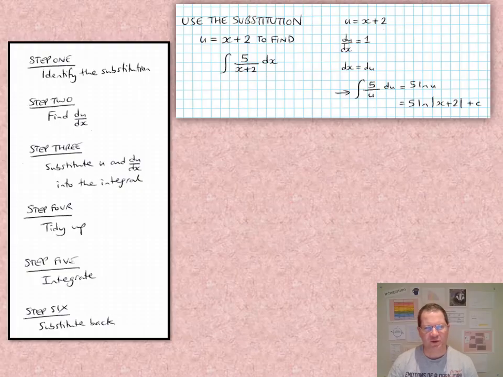Now we've been asked to use the substitution u equals x plus 2 to find the integral of 5 over x plus 2 dx. So we don't need to identify the substitution, that's been done for us. We need to find du by dx, so differentiating u equals x plus 2 with respect to x just gives us 1, from which dx is equal to du. So we can then substitute u and du by dx into the integral. That gives us 5 over u rather than 5 over x plus 2, du instead of dx. We don't need to tidy it up, but we could write 5 times the integral of 1 over u. Then when we integrate it, we get 5 ln u.